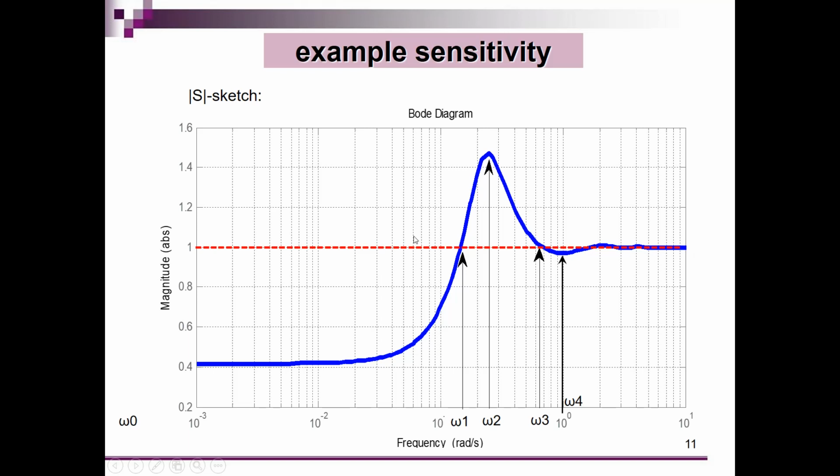One last remark. This is an absolute magnitude for my sensitivity. Very often sensitivity is also defined in dB. So in that case, we have to take the 20 log of that sensitivity value. So the sensitivity then always ends up at 0 dBs.